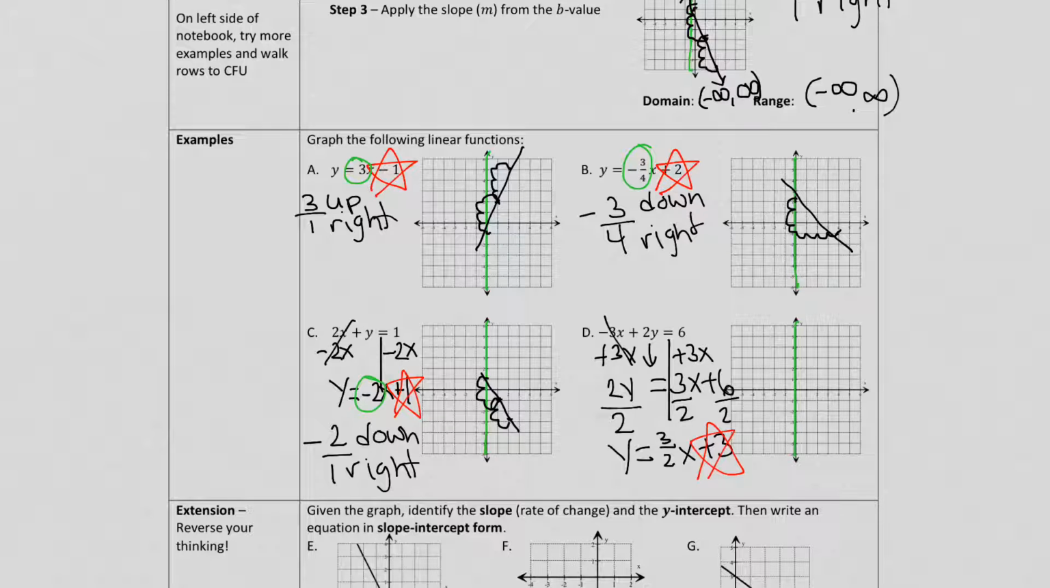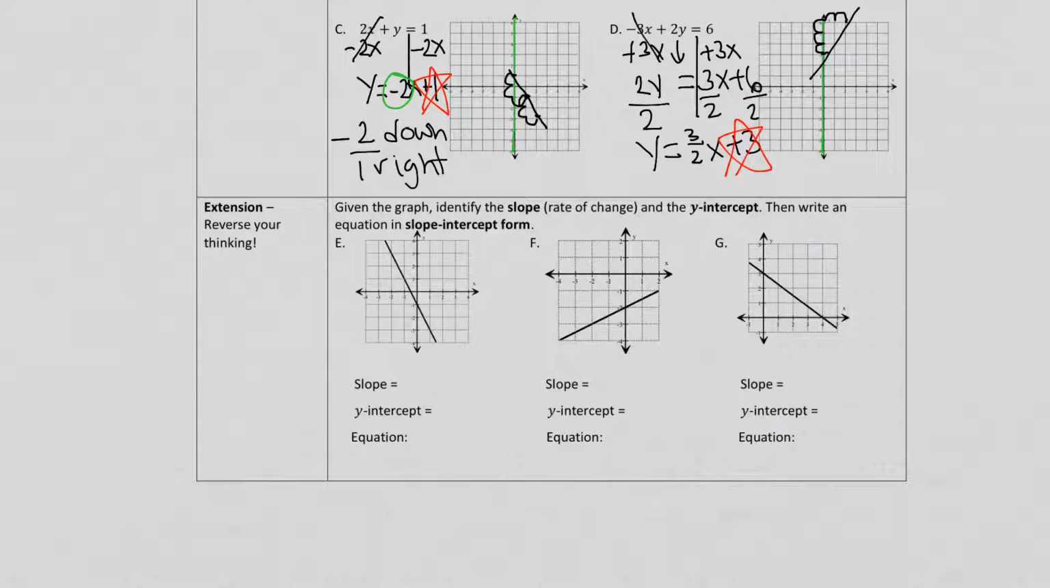So I'm going to go to my graph, to my y-axis, and I'm going to plot positive 3 right there. And then I'm going to apply slope. So positive 3 means up 3 and to the right 2. So 1, 2, 3, and to the right 2. 1, 2. There is my next point, and we connect, and we're done.